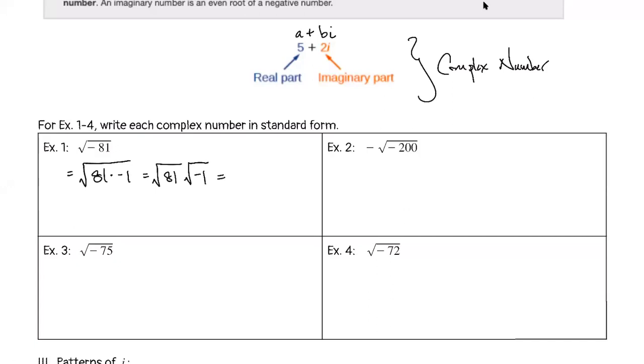Now, we all know that the square root of 81 is 9. And how do we rewrite the square root of negative 1? Well, we write it with i. So we replace it with i. All right. So negative 81, if I take the square root of that, the answer is 9i.